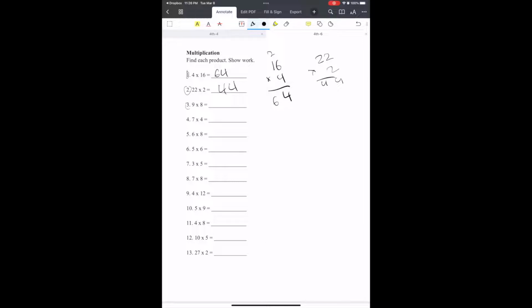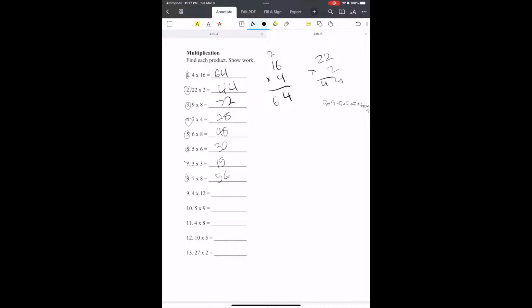9 times 8, you see, this is part of simple multiplication, it's in your multiplication table. You could do 9 plus 9 plus 9 plus 9 plus 9 plus 9 plus 9 plus 9, but that's really tedious. So if you remember your multiplication table, you'll know it's 72. For number 4, again, if you know your multiplication table, you know it's 28. 5, you know it's 48. For 6, you know it's 30. 7, you know it's 15. 8, you know it's 56.